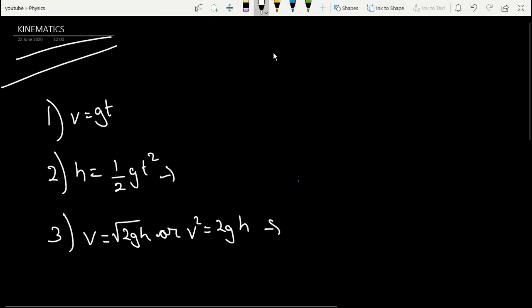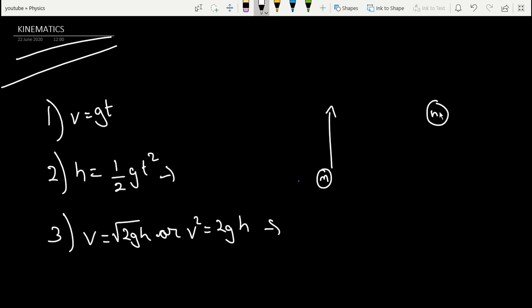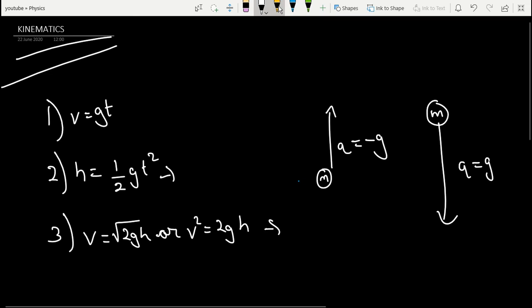So let's see, if a body is vertically projected, what will be the variations? For example, this is a body with mass m and it is projected vertically upwards. So what will be the changes in this? In the freely falling equations, we had seen that if a body was falling down, then the acceleration was g. But if a body is thrown vertically upwards, then the acceleration will become minus g. Remember this. So the variations in the equations will be as follows.